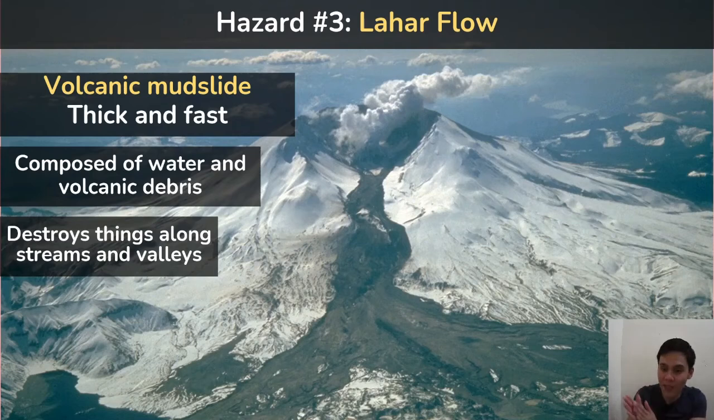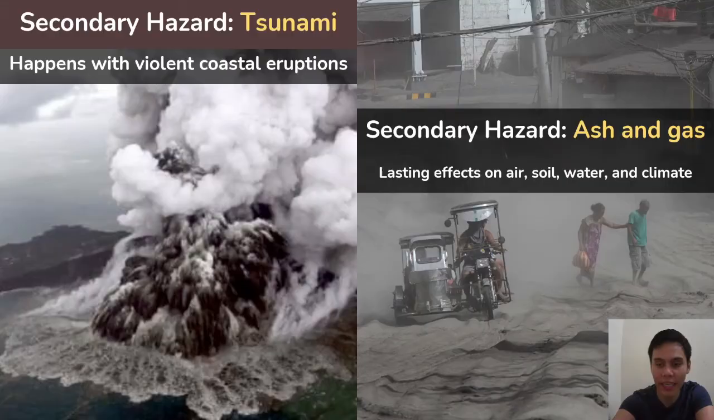So since it's water and volcanic debris, it's hot, it flows very fast, it follows the path of streams and valleys, which are normally where your civilization starts. It's normally where you put your towns because you need a water source. So this is a very, very pronounced danger or hazard in volcanoes.